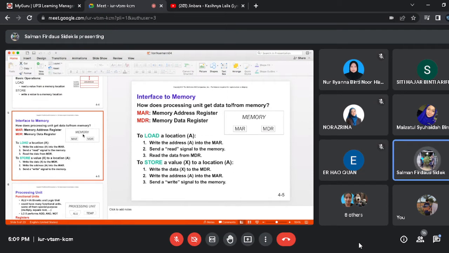Okay, alright. So now, as we found out just now, there are two registers, or logbooks, in the memory. One is MAR. MAR stands for Memory Address Register. The second one is MDR, Memory Data Register. If you want to keep or send the data, we need to register the address of the location of that data first in the register, and then you need to register the data itself also in the register.